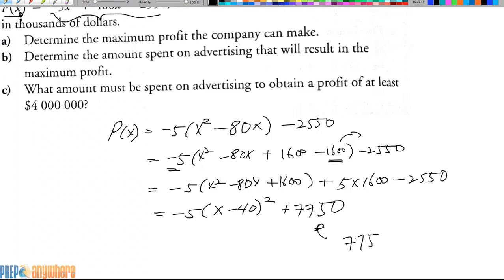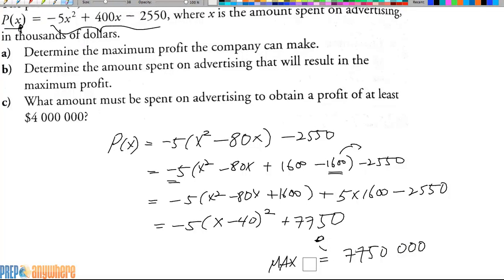7750. This is in thousands of dollars, so we actually need to put 3 more zeros. That's the maximum revenue. So maximum profit. P stands for profit, right? Max P is that. Okay, so $7 million, $750,000.